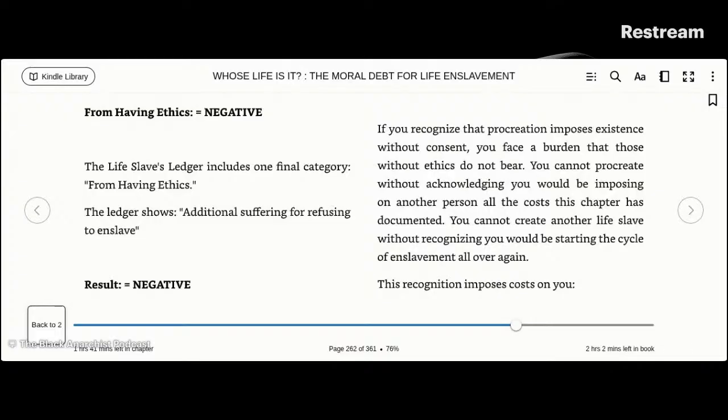From having ethics, negative. The Life Slave Ledger includes one final category: from having ethics. The ledger shows additional suffering for refusing to enslave. The result is negative. If you recognize that procreation imposes existence without consent, you face a burden that those without ethics do not bear. You cannot procreate without acknowledging you would be imposing on another person all the costs this chapter has documented. You cannot create another life slave without recognizing you would be starting the cycle of enslavement all over again. This recognition imposes costs on you.